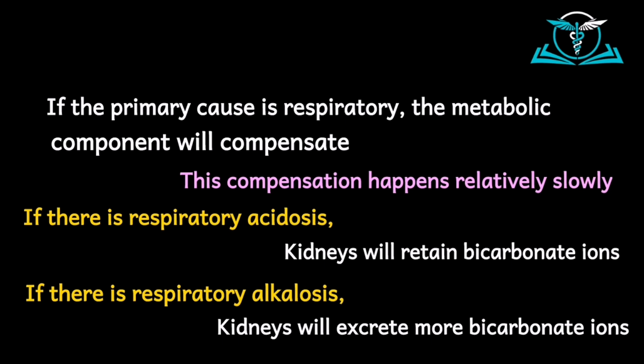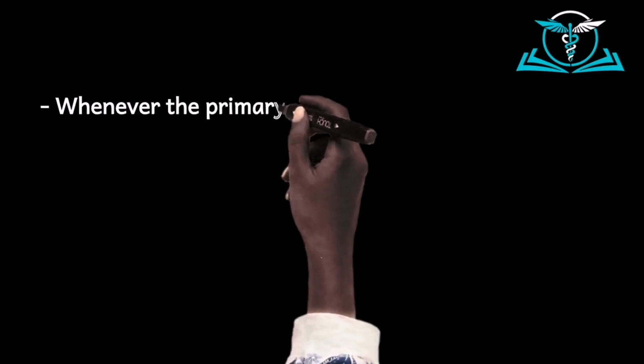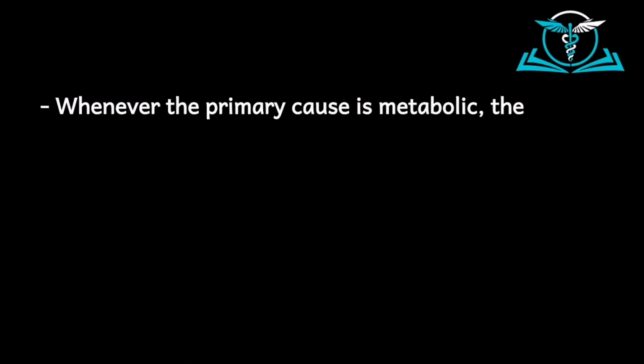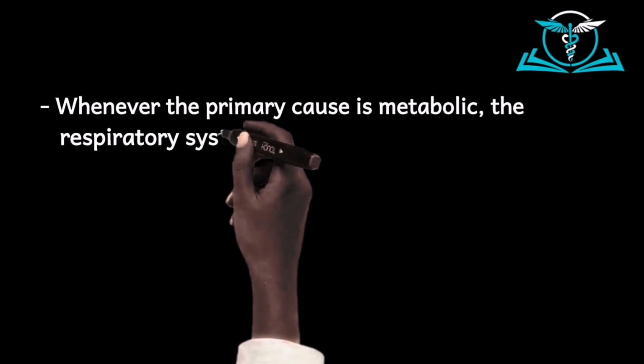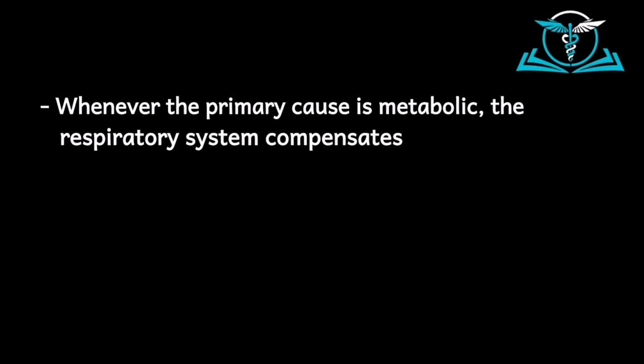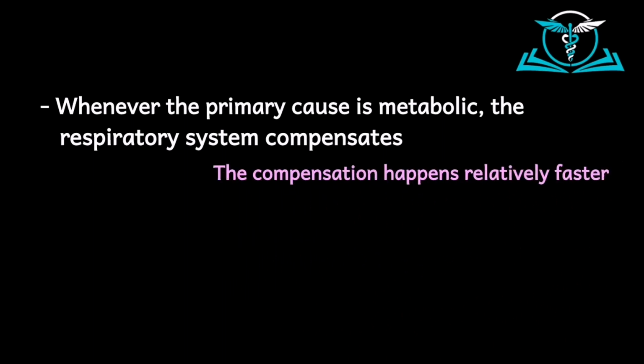The key point to note here is that the metabolic compensation happens relatively slowly as compared to the respiratory compensation for a metabolic problem, which we'll see later on. Now, whenever the primary cause is metabolic, as a principle, the respiratory system compensates. And here I want to repeat the point that the compensation by the respiratory system happens relatively faster. Remember, we said the metabolic compensation happens relatively slower.